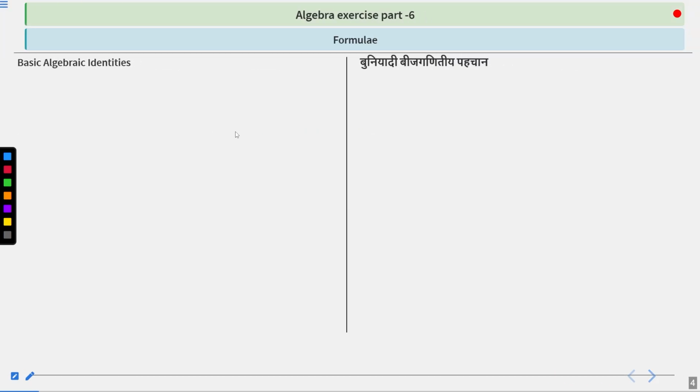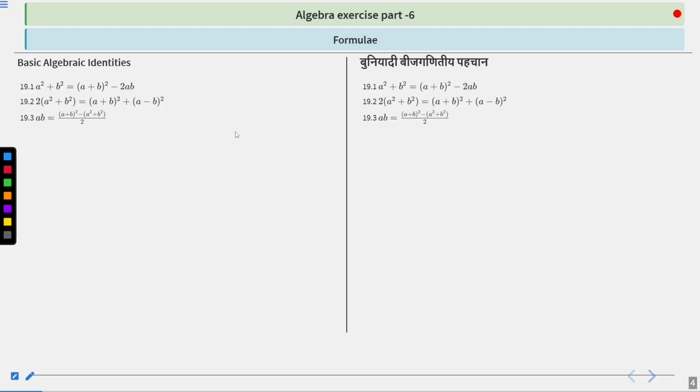Now, these are the formulas which we are going to use while solving the questions. Basic algebraic identities, that is a square plus b square is equal to a plus b's whole square minus 2ab. Twice of a square plus b square is equal to a plus b's whole square plus a minus b's whole square. Then ab equal to a plus b's whole square minus a square plus b square upon 2. A square minus b square is equal to a plus b into a minus b.